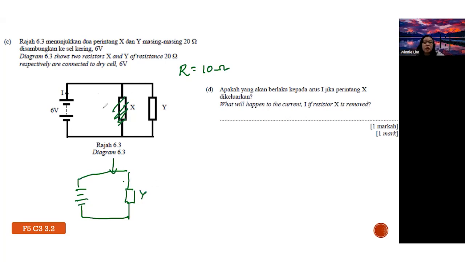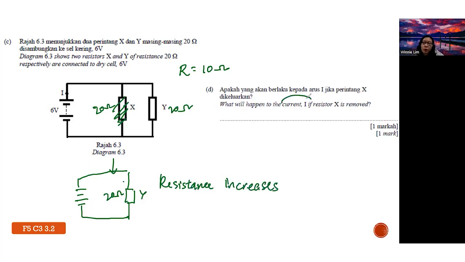So again, initially, both resistors are 20 ohm, 20 ohm. So now you only have Y alone. So you see what happened to your resistance if you only have one resistor now. So your resistance actually increases, agree?